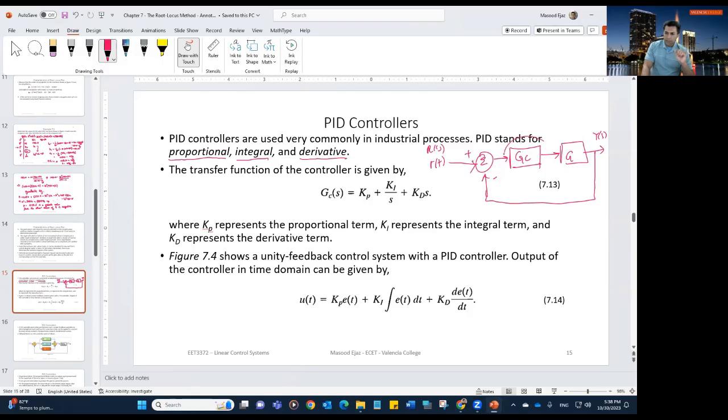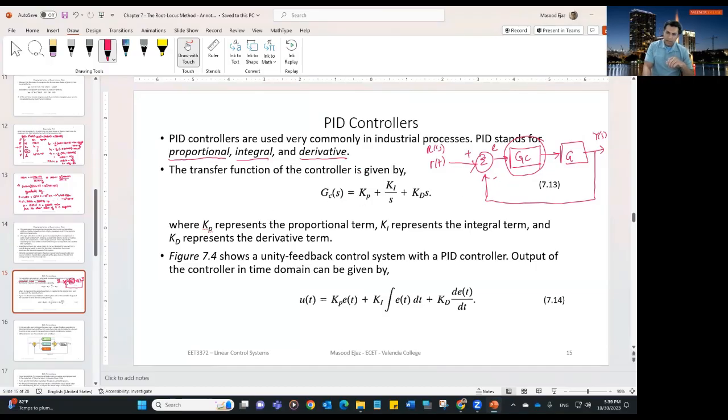This controller is where you implement the PID controller. In many processes, this controller is what is replaced by a PID controller. The input of this controller, of course, is the error E, and the output is the signal that is controlling the process.